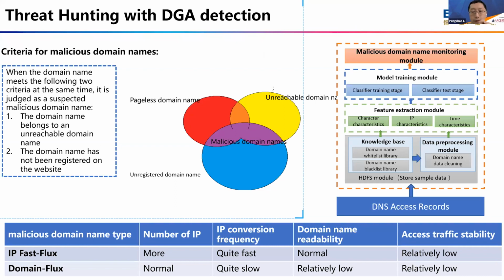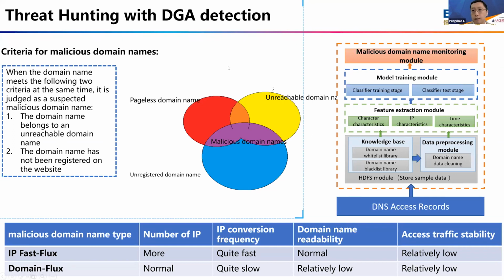When a domain name meets the following two criteria at the same time, we may judge it as a suspected malicious domain name. First, the domain name is unreachable. Second, the domain name hasn't been registered on the website. It seems very simple, but we designed the procedure elaborately. The threat hunting with DGA detection procedure can be summarized as below, like the architecture on the right.